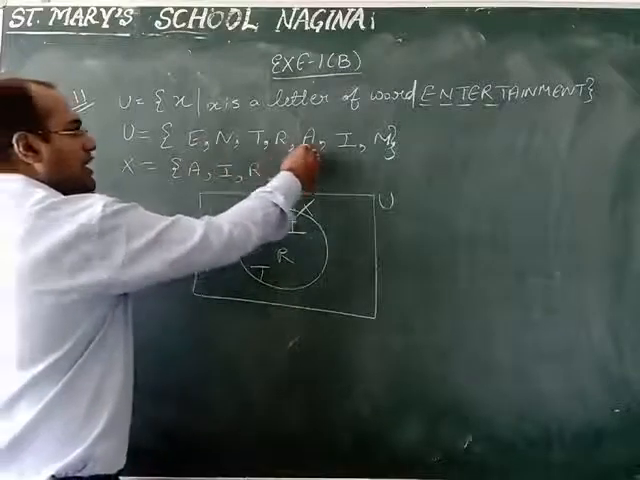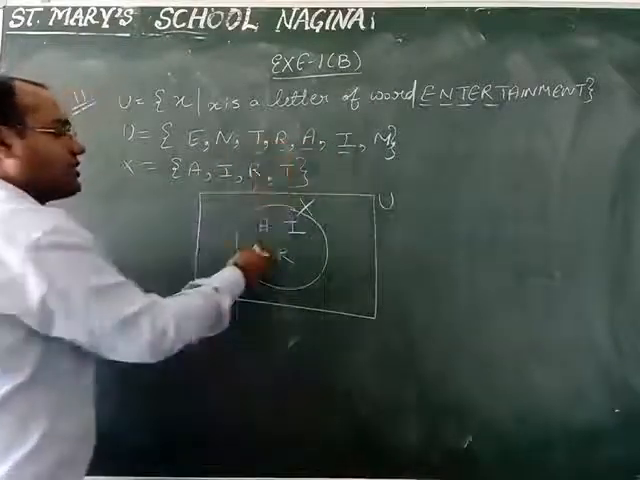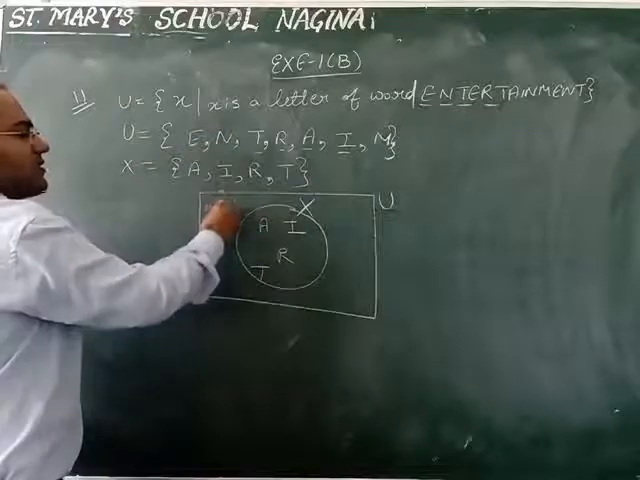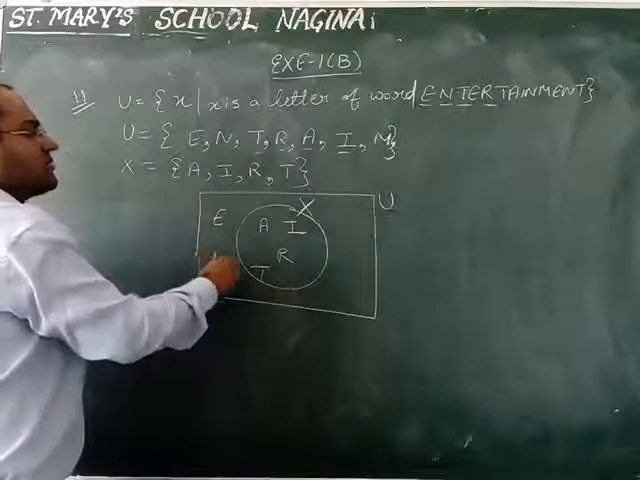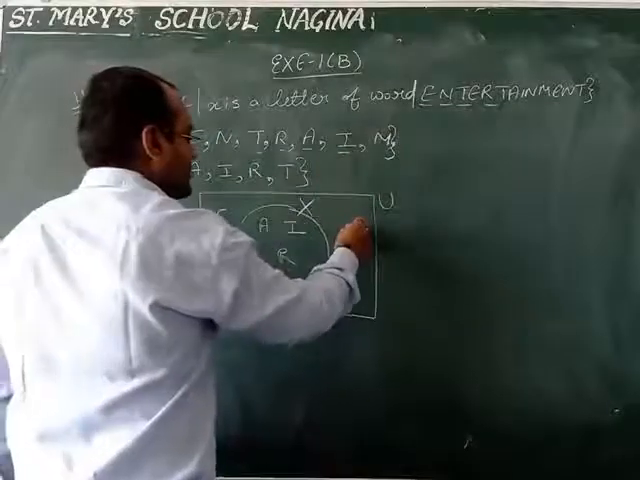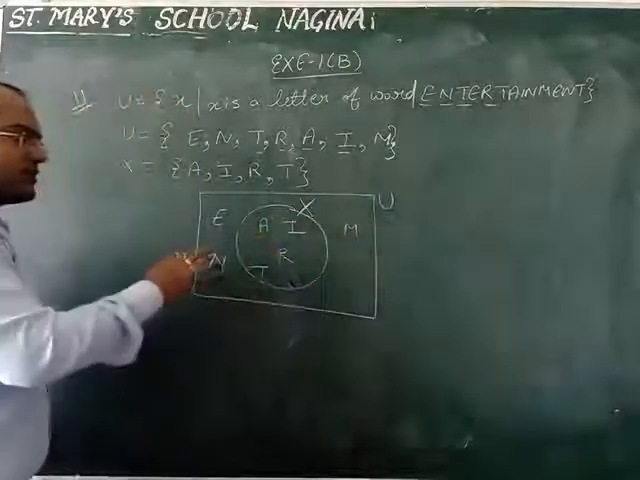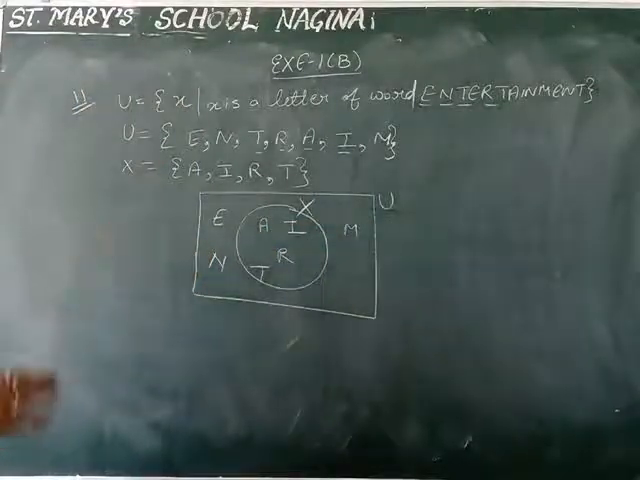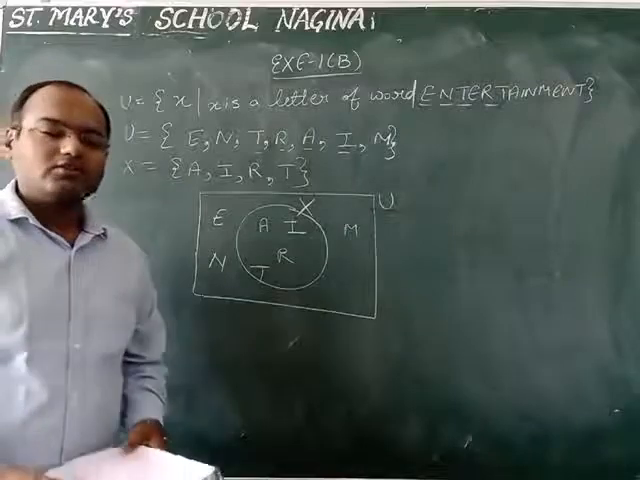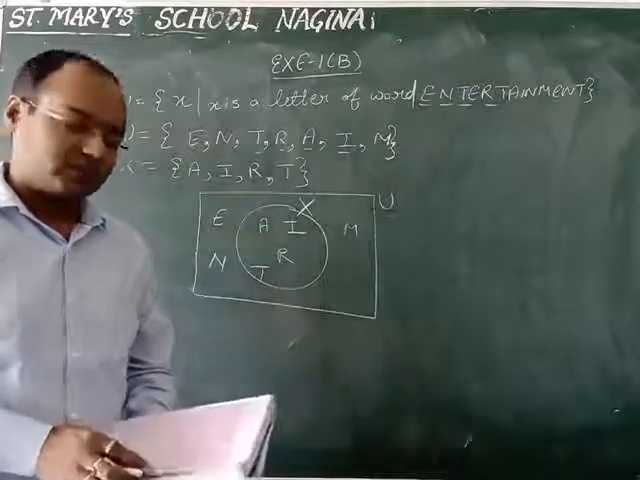Then we will fill the remaining elements. We will not write A, I, R, T again because we had already filled them. Now what are the remaining elements? E is remaining, N is remaining and M is remaining. So these we will fill outside the circle. So this is the Venn diagram for question number 11. Like this you have to do all the questions of this exercise.